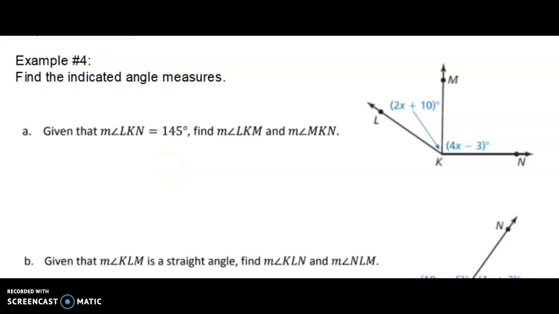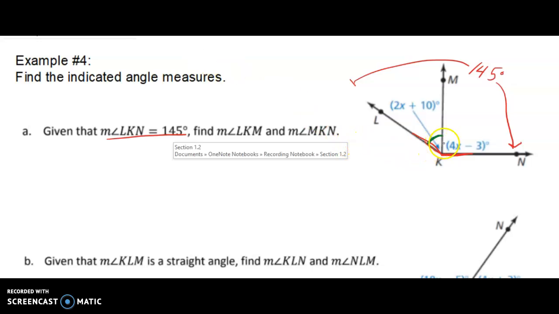All right, let's look at example 4 now and apply this angle addition postulate. Part A says, given that angle LKN, so we're talking about this whole big angle, the 2 parts together, is equal to 145 degrees. That's what it tells us right here: LKN equals 145. We want to find the measure of angle LKM, which is this angle, and the measure of MKN, which is this angle here.